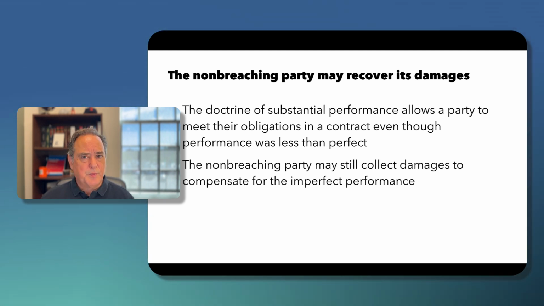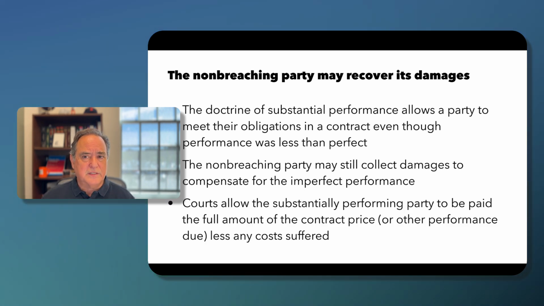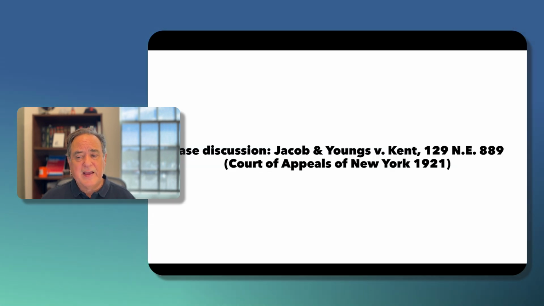The non-breaching party owes its full performance less any amount they have to spend in order to complete the performance. Courts allow the substantially performing party to be paid the full amount of the contract price, less any costs that were suffered. Now, there's another very famous case about substantial performance.